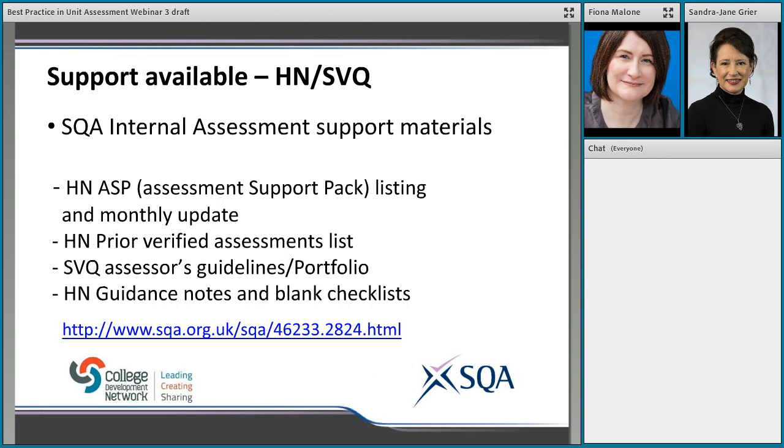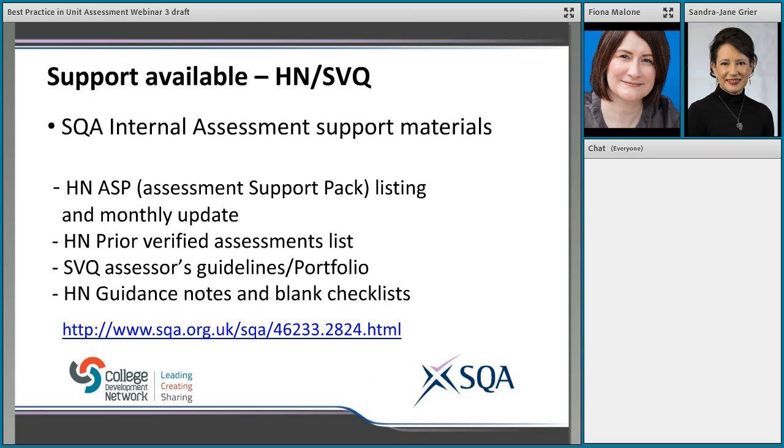In terms of support available at HN and SVQ, you will see that there's a link here in this slide, and this will take you directly to a variety of useful support resources for qualifications that you may be delivering. Within this link, there is a full list of all HN and NQ centre-devised assessments that are currently available that you may wish to use. Currently, there are 11 examples on this particular web page. There's also now a combined list of all HN exemplars and assessment support packs, and this includes a list of the European Social Fund produced support materials that were previously listed separately.